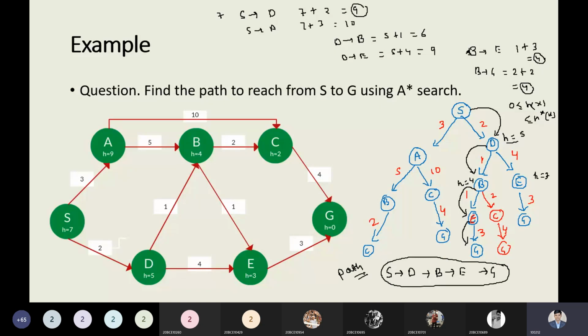In the examination, there is no guarantee, but there is a high probability I can ask some question based on the A star algorithm. I hope you can solve it in the examination. Is it clear to all right now? Yes, sir, yes.